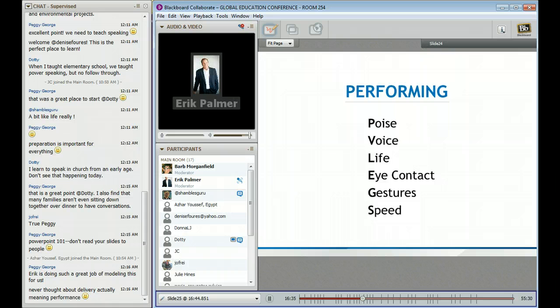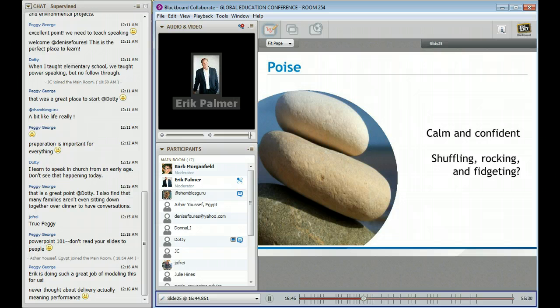But this is what it really takes to deliver a speech, and there are so many descriptors out there: intonation, elocution, articulation, vocal modulation. It boils down to this. Let me explain. Poise. Do you appear calm and confident? And I say appear because I know we aren't. People are actually sort of nervous.